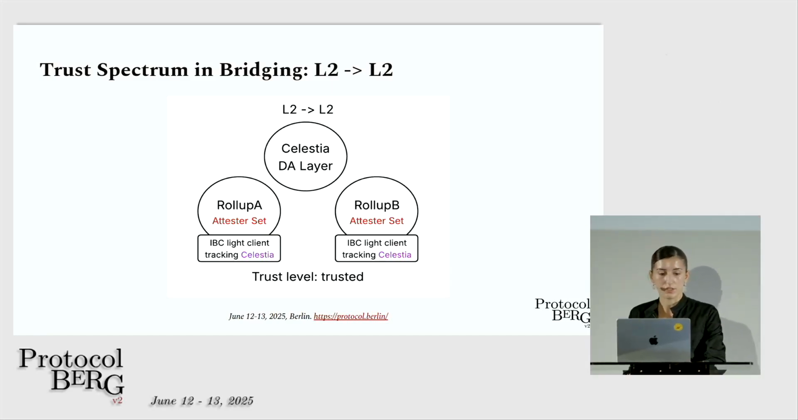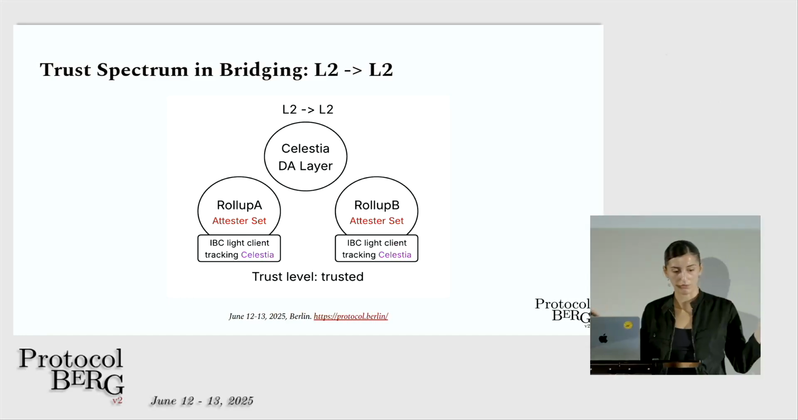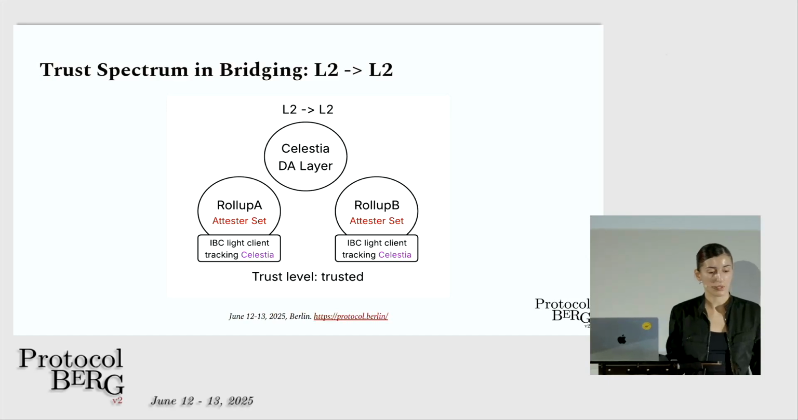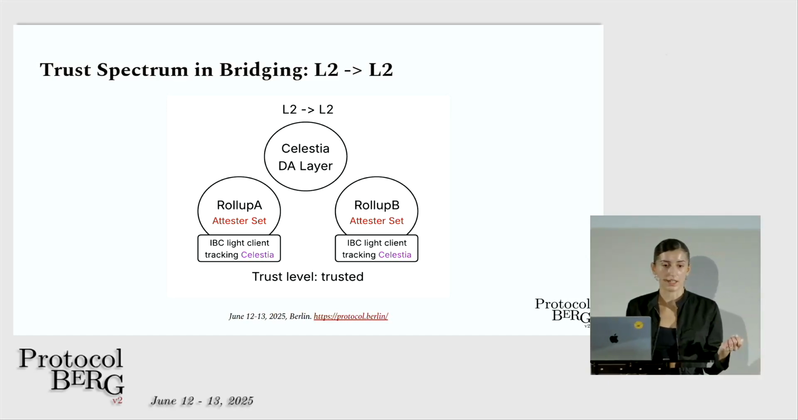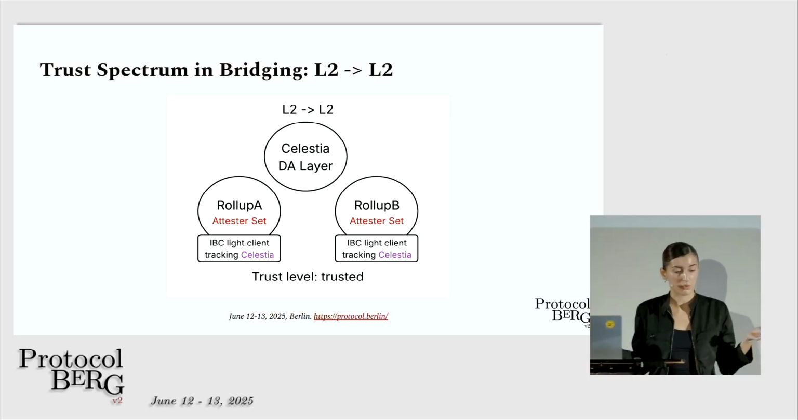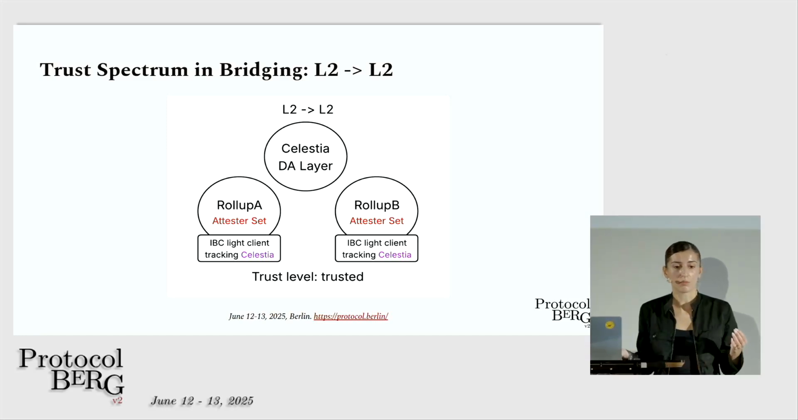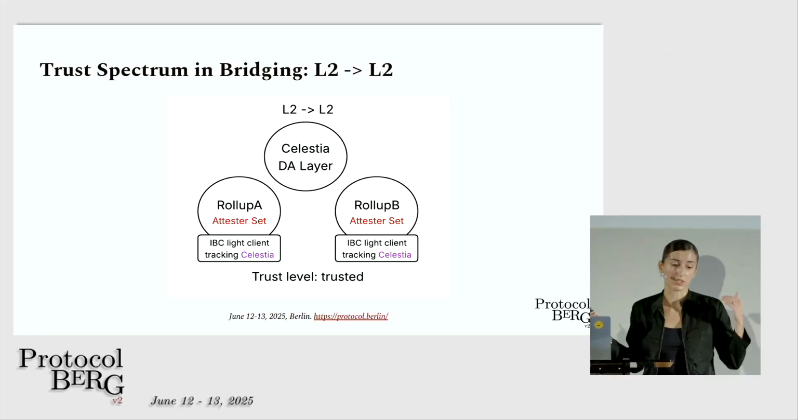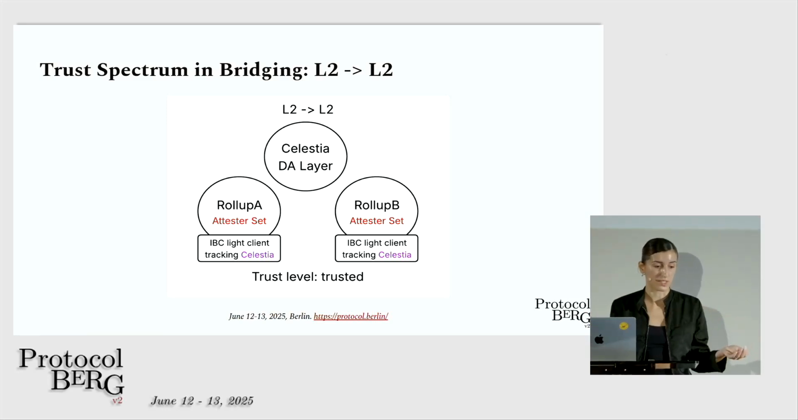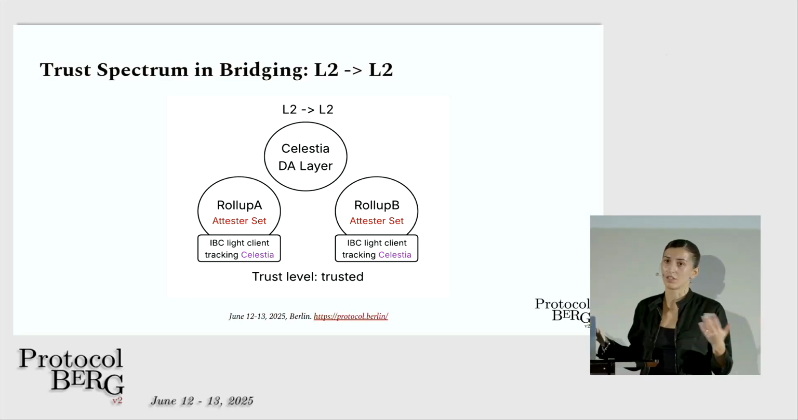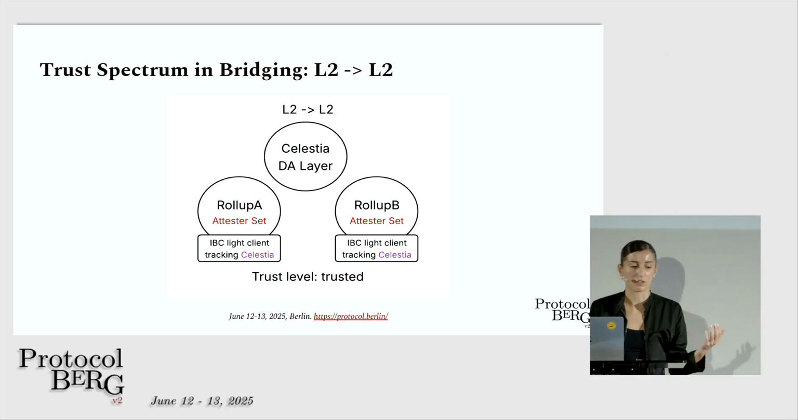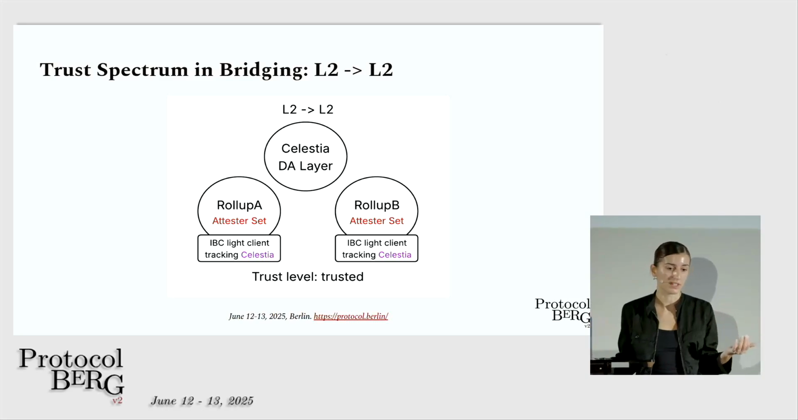So now we have a scenario where our circles have grown. We have 3 circles now. We have 2 rollups talking to each other that share a DA layer. The biggest difference you would notice is that these rollups have attester sets. So attester sets are much smaller. They're not proof-of-stake networks. They rely on Celestia to publish their blocks, so for consensus. And one of the main things that Celestia offers is that you don't need your own validators.